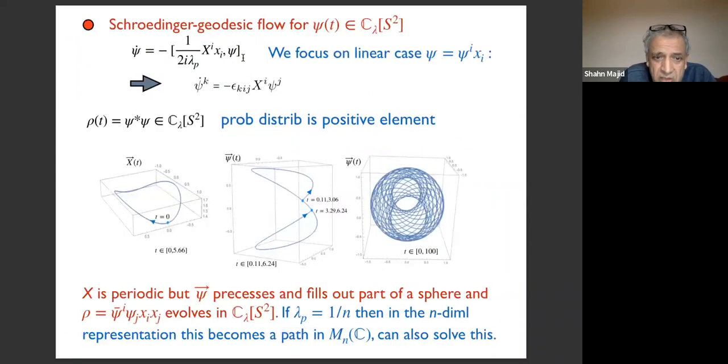So again, I'm going to show you the plot. So this is a plot of X. This is the particular flow.